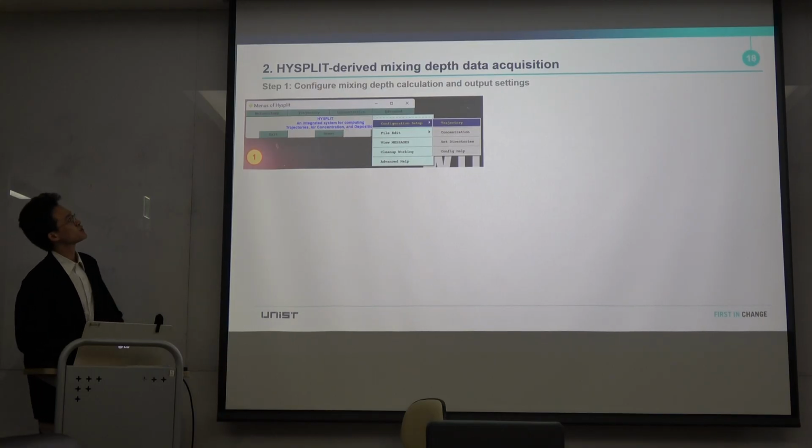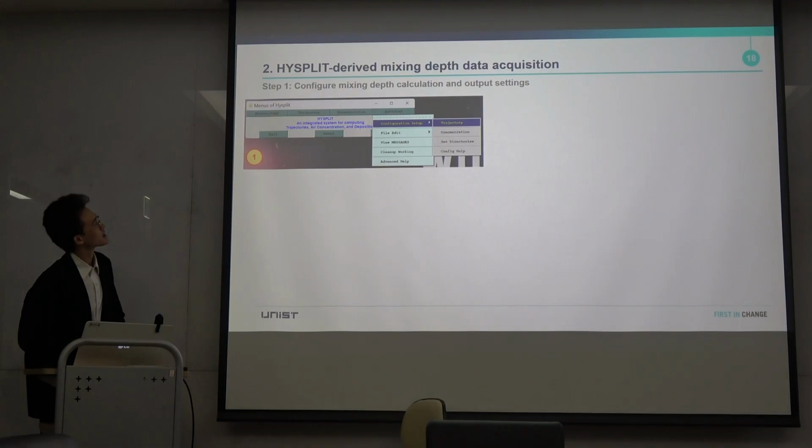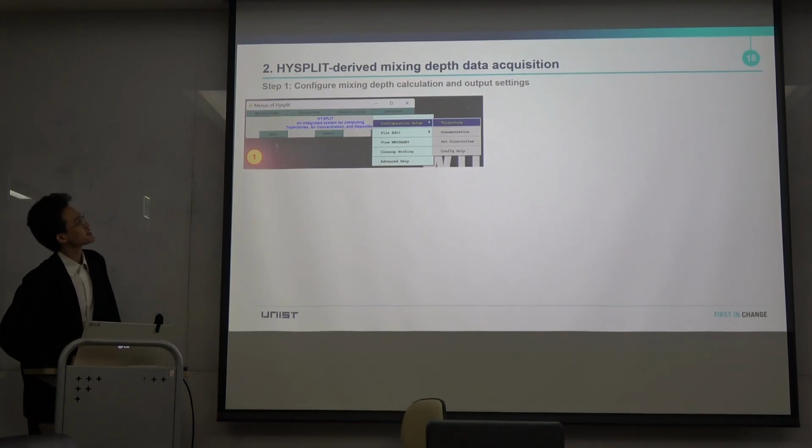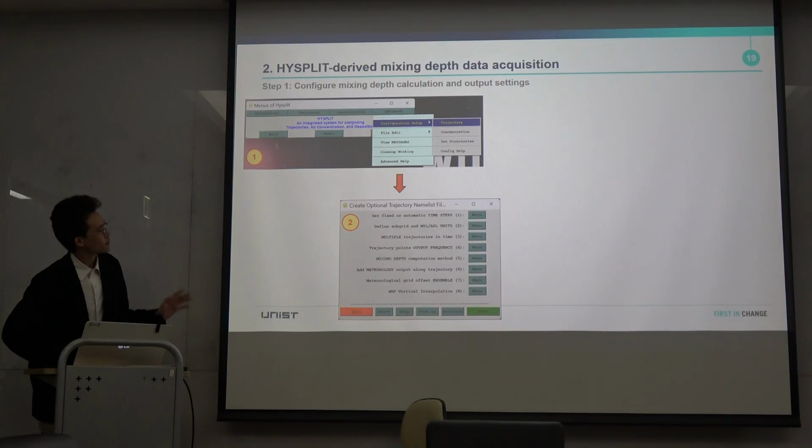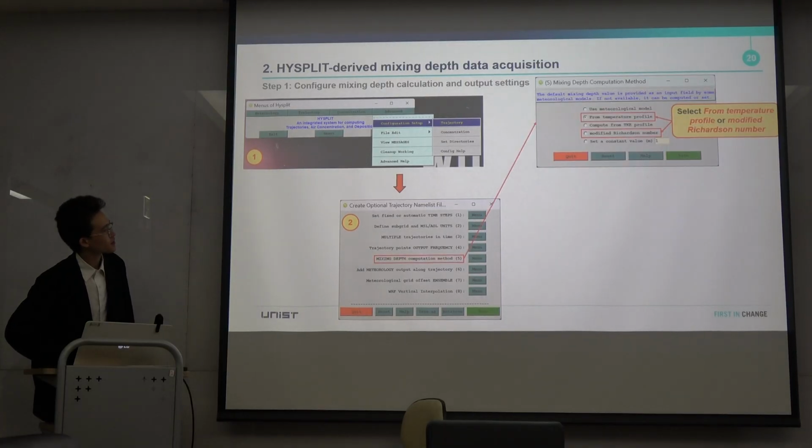So now I would like to present how to extract the mixing depth from HYSPLIT. For HYSPLIT, the first step is to configure the mixing depth calculation and the output setting. So first I open the optional trajectory setting. From here we can select the mixing depth computation method.